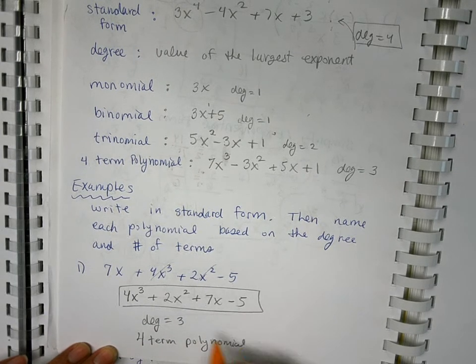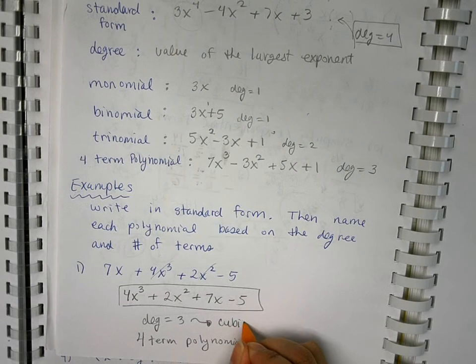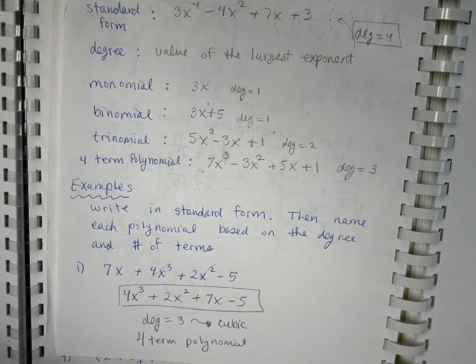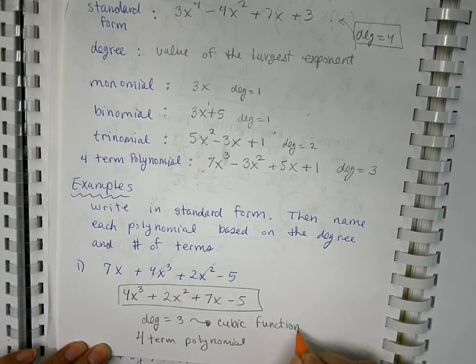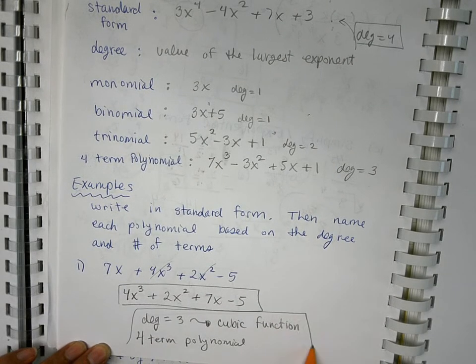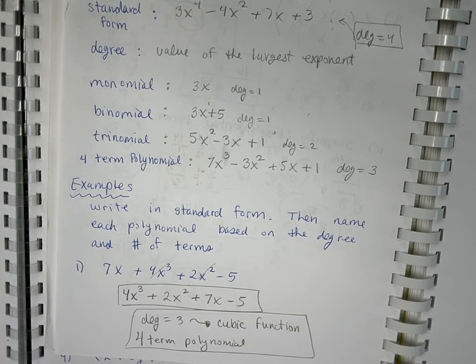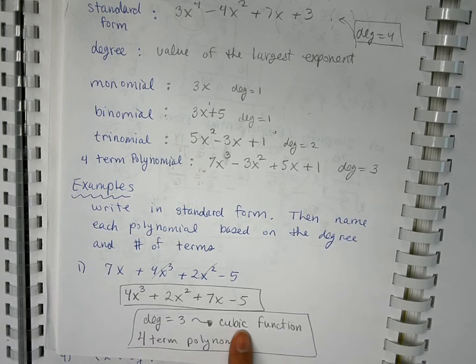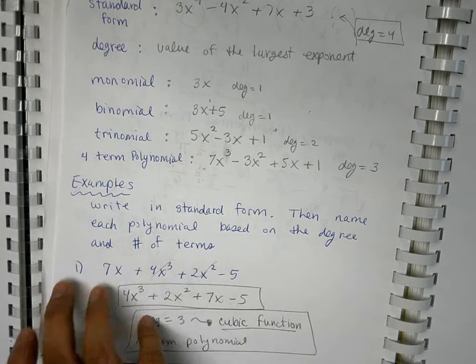I will tell you this, degree 3 does have a special name. Does anybody know what the special name is? Starts with a C. Cubic. It's a cubic. So I heard somebody say that. Somebody said cubic. Was that you, Bradley? Correct. Cubic function. All right. So there's a special name when the degree is 3 and the degree is 2. We'll talk about the 2 and 1 in just a second. If the degree is 3, what do we call it? Cubic function. Got it?